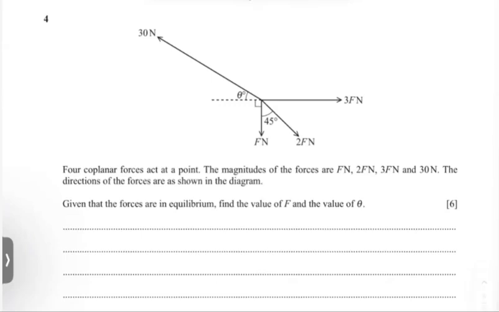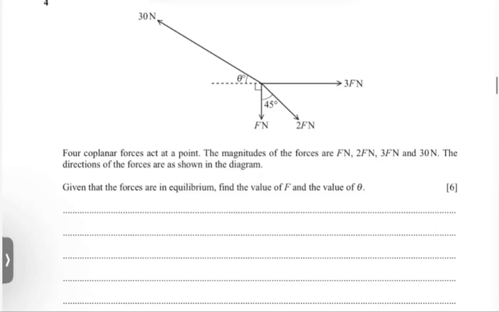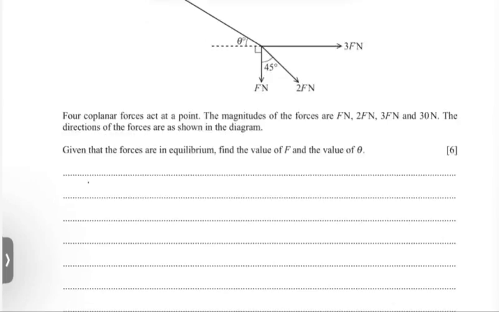Okay, this looks like a forces and equilibrium question. We've got 4 forces acting at a point. The magnitudes of the forces are F, 2F, 3F, and 30. The directions of the forces are shown in the diagram. Given that the forces are all in equilibrium, find the value of F and theta. Okay, so this is straightforward. It's just going to be simultaneous equations. The confusing part is all the F's, but we should be able to do it.